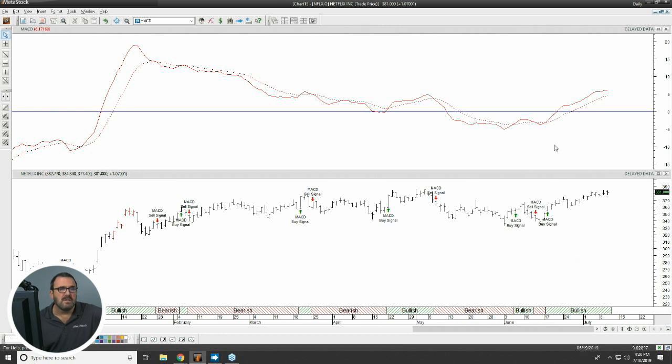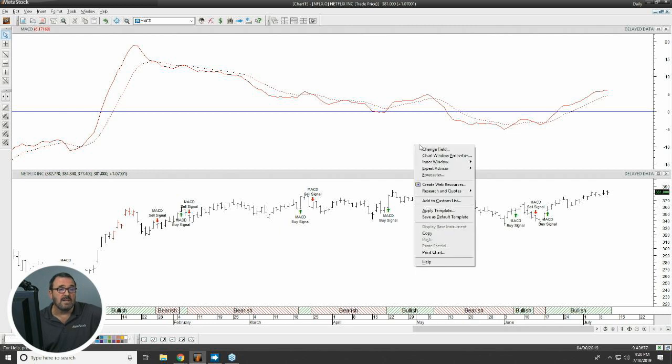So MetaStock doesn't just show you the basic MACD, but it also provides buy and sell signals, as well as a little bit of information down here in terms of bullish and bearish ribbons, and additional information in terms of these colored bars. And to find out even more about that, you just right-click and you can go to the commentary.